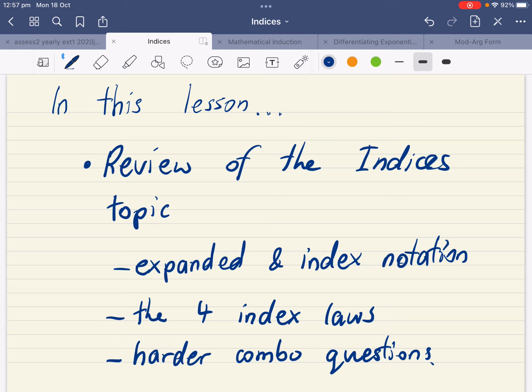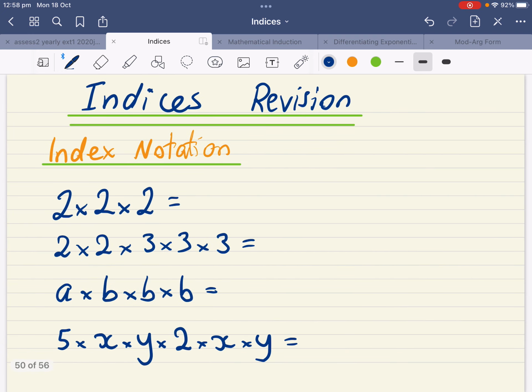So that includes going through the expanded and index notation. We'll have a quick look back over all four of the index laws. And I've got a couple questions at the end, those sort of harder combo questions, where there's like multiple index laws that are all added into the one question. So that's what the lesson is. I guess, look, let's just get straight to it.